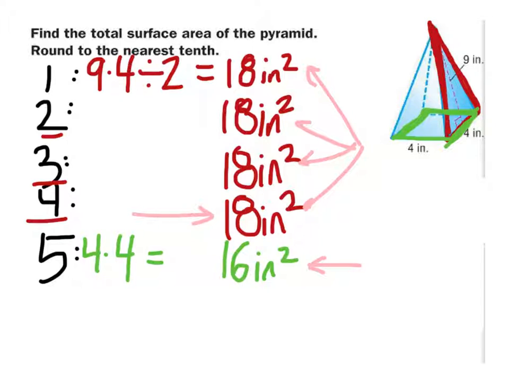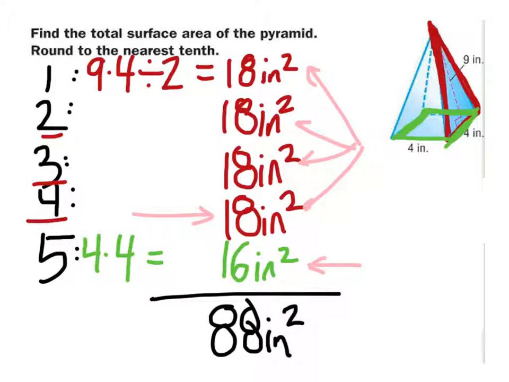All right, now let's look at the sum of these. Let's just go ahead and add them all together. So you've got 18 plus 18 plus 18 plus 18 plus 16, and that is 88 square inches.